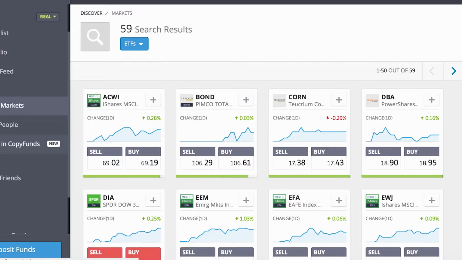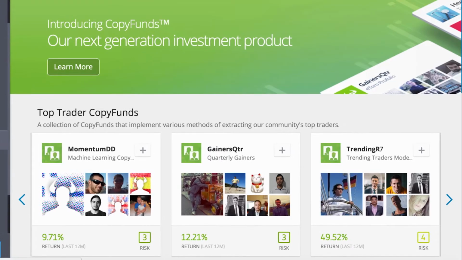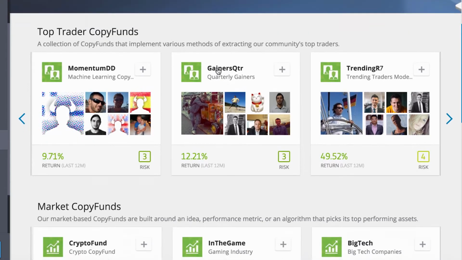So when we go to copy funds, a copy fund is the same thing. It's a fund. It's a collection of different assets all in one container, and you buy the whole container, not the individual things inside. But the copy funds are created by eToro. They're managed by eToro. eToro are the fund managers of these. So if we look at the page and the types of funds they have, you can make a fund with any type of asset. It doesn't have to be stocks, it doesn't have to be commodities. You can make them about anything.